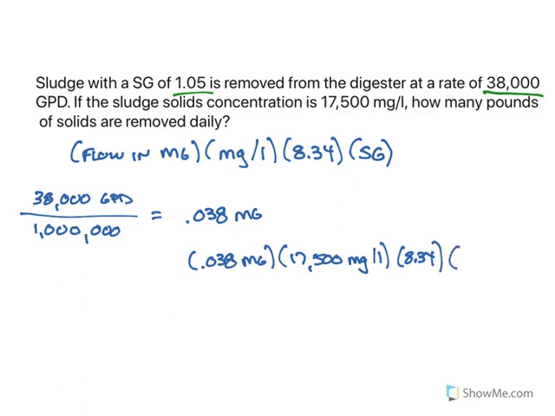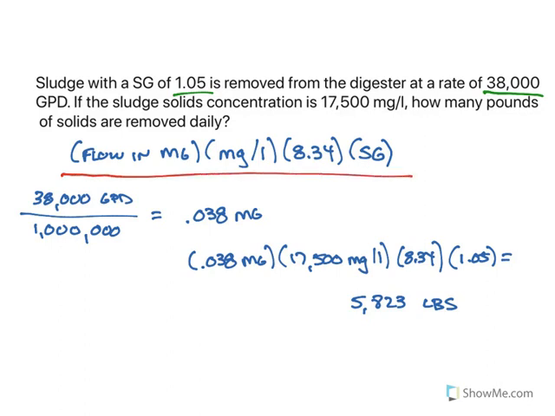And then this is where our specific gravity comes into play. Specific gravity of 1.05. And let's go ahead and multiply it out. 0.038 times 17,500 times 8.34 times 1.05 gives us a total amount of 5,823 pounds. So yes, this pounds formula you're going to use a lot, especially when we get to the activated sludge part of the class.